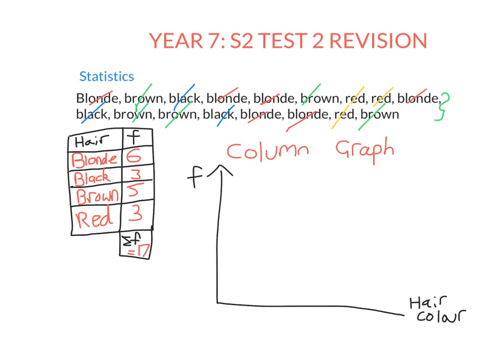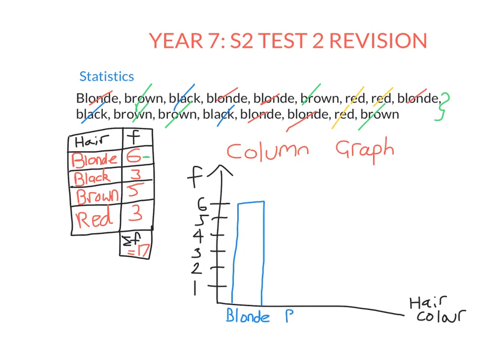So for frequency, the highest frequency here was 6, so we're going to go up to 6. So what will happen is each category, in this case, each hair color will get its own bar. So we'll start with blonde. So there were 6 people with blonde hair. So we draw a column or a bar for blonde up to frequency of 6.